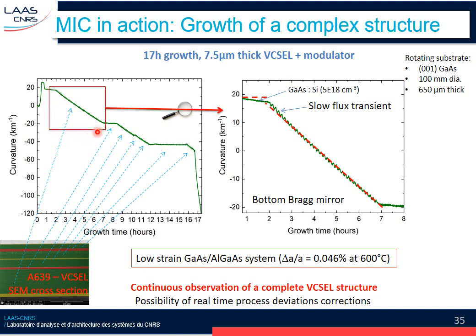We can zoom on this area, and what we can see is that there is a small stress during the growth of the doped gallium arsenide, and this small stress is coming from the dopant. So yes, we can see the dopants with this technique. And you can also see here that the slope is not completely constant. Here the slope is a bit higher, and this comes from the fact that there is a slow flux transient in our MBE machine. We knew this because we also measured it with a flux gauge, and we could also measure it here live during the growth of the VCSEL.